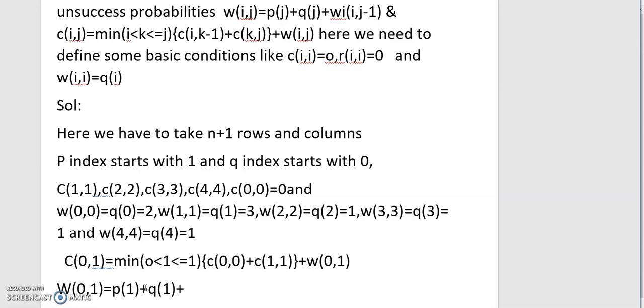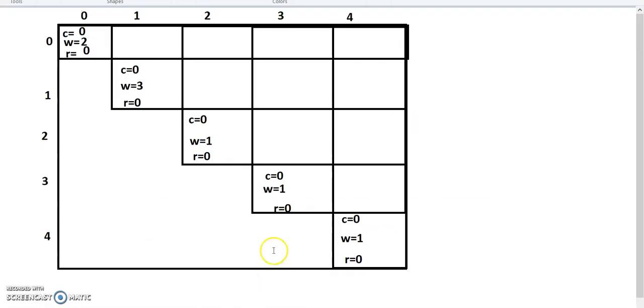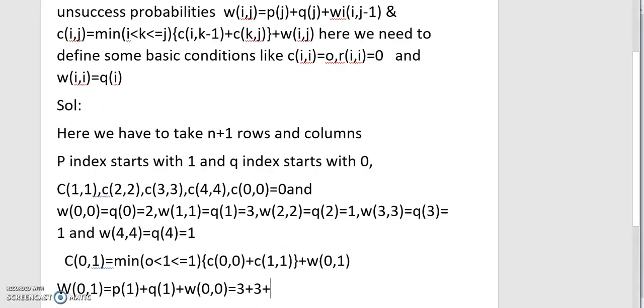Q of 1 plus W of i comma j minus 1. W of i comma j minus 1: i value is 0, j minus 1 means 1 minus 1, 0. Equal to P of 1, how much? P of 1 is 3, plus Q of 1 is 3, plus W of 0 comma 0, this value. W of 0 comma 0 is 2, right? So plus 2 is equal to 8.